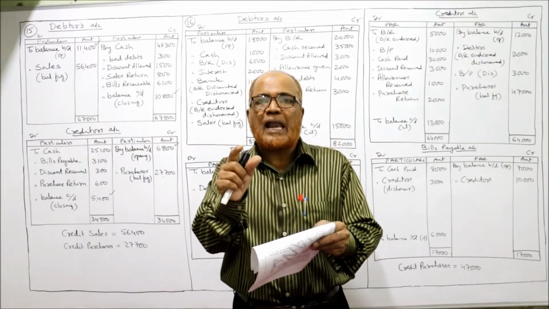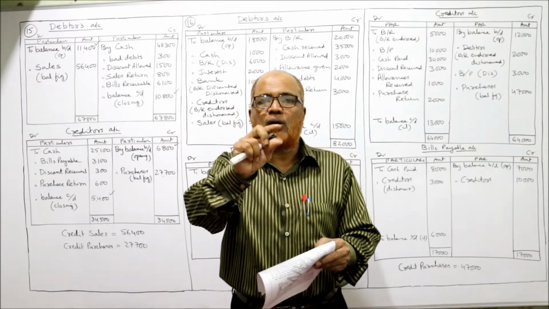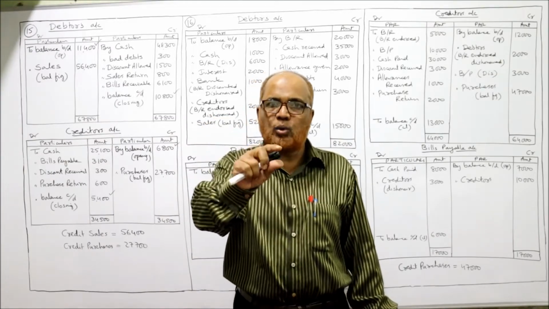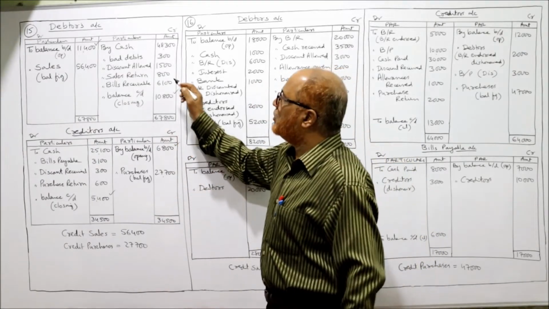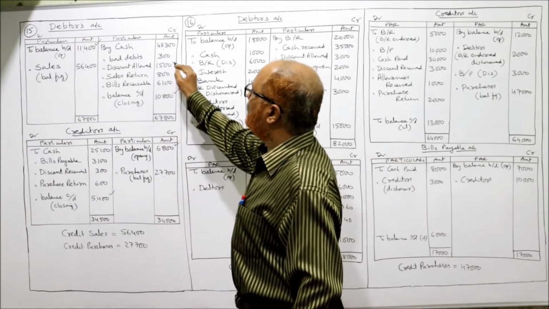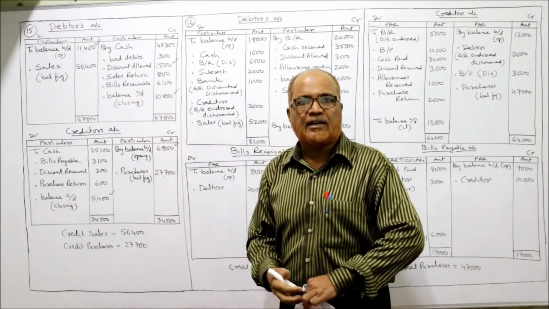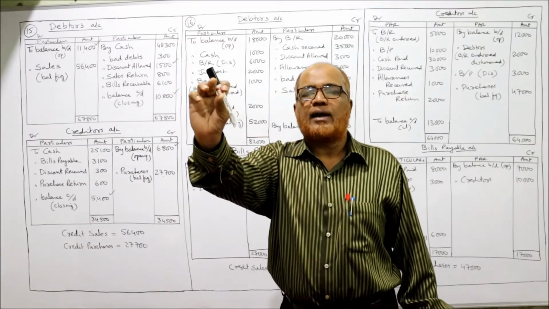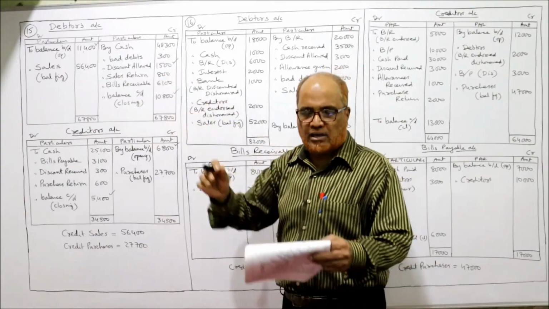So the discount allowed entry will be discount allowed account debit to debtors account. So debtors account should be credited by discount allowed. By discount allowed 1,500. See here, by discount allowed 1,500 I have taken on the credit side. What is the entry for discount allowed? Discount allowed account debit to debtors account. So debtors is credited by discount allowed.